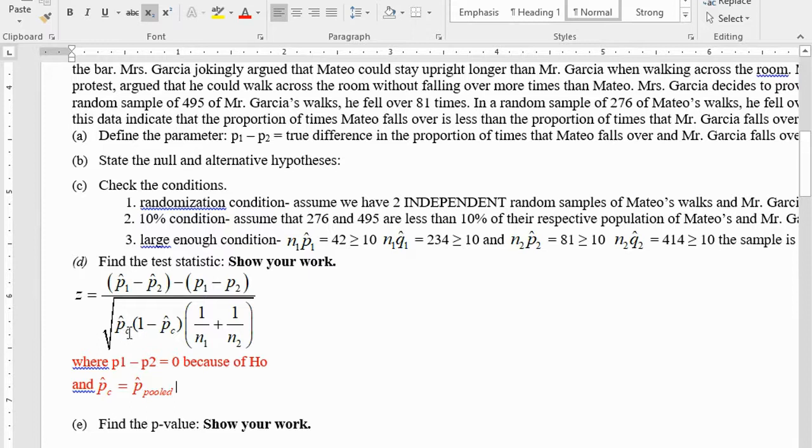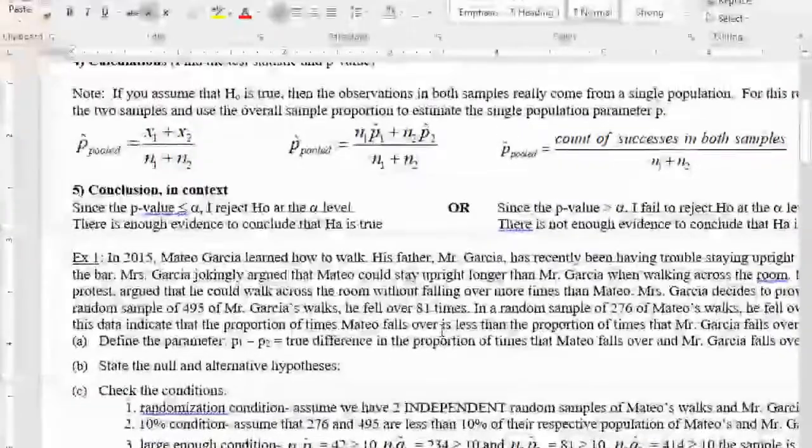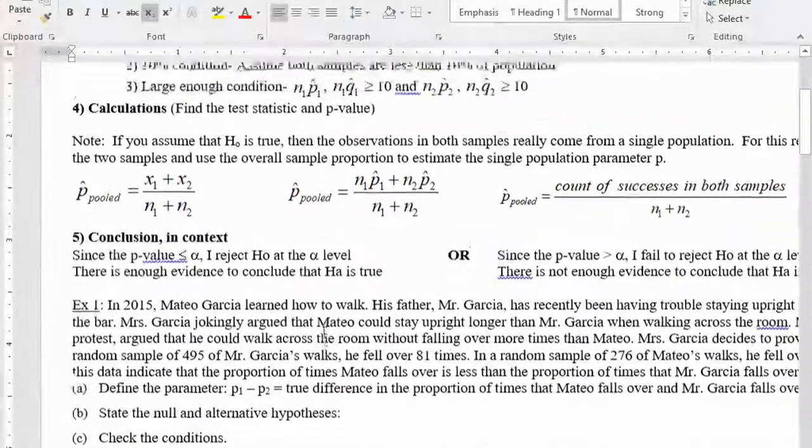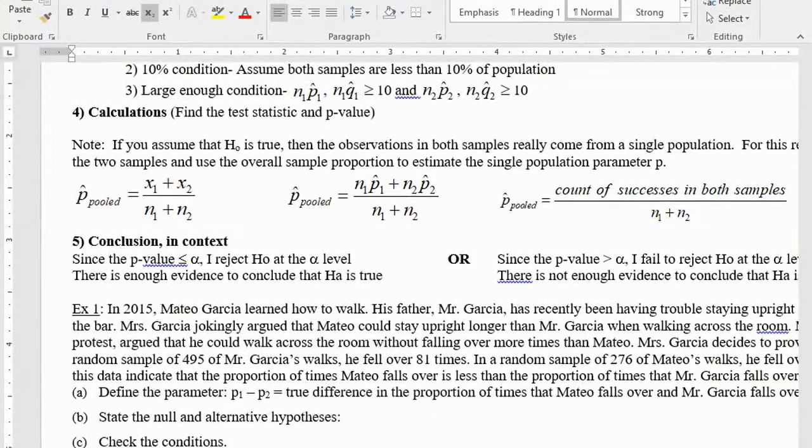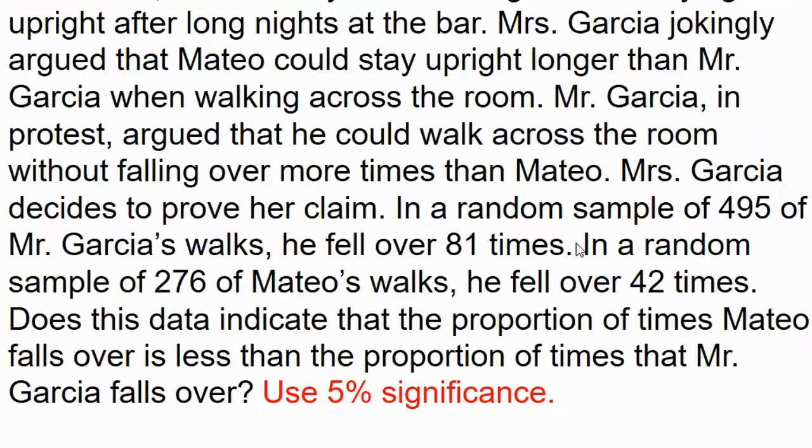Okay, now here's another hard thing to explain. This thing called P C or P hat C, it's called the pooled proportion. And I think I talked about it up here on your notes. I did. So I'll just read you what it says. Let me go back. There's a slide for that one.